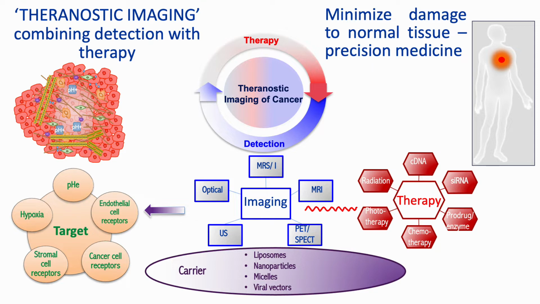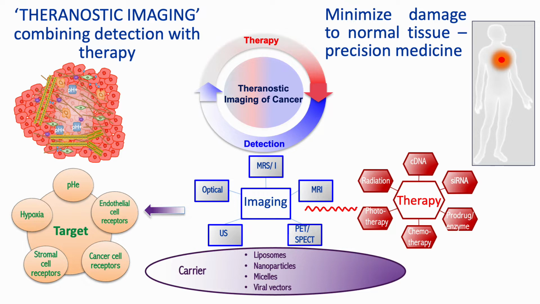aspect of the tumor. And there are many targets in cancers that can be used for theranostics. So these could be endothelial cell receptors, they can be cancer cell receptors or antigens. It could be stromal cells. So for instance, fibroblasts play a big role in malignant progression. You could target fibroblasts or macrophages.